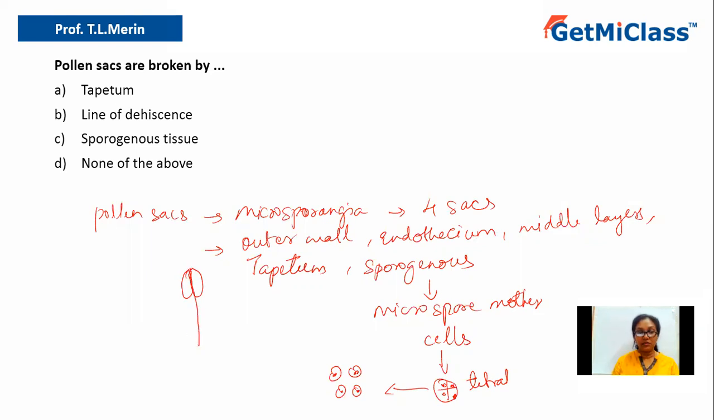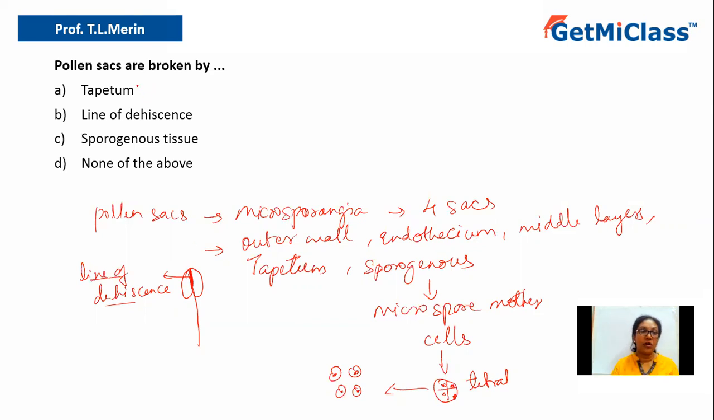In the anther, the two lobes are attached by something called the line of dehiscence. So there is a line of dehiscence which will rupture during release of the pollen grain. This line of dehiscence is the one which ruptures, and it will crack, and it will help to open up or break the pollen sac or the microsporangium. And that is how the pollen grains are released.